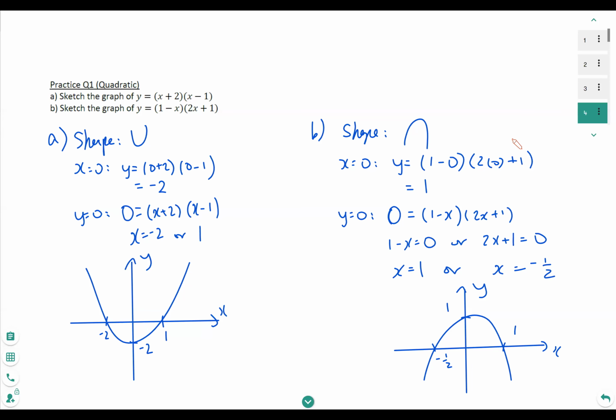Here are the answers for question A and B. The shape, when x equals 0, the y equals 0. So I've shown you both. The shape for B is an N shape because if you try to expand it, you'll get a negative x squared term. All right, so let's move on. Hopefully you don't have any issue. If you have any issue, go back to chapter 2.6 maybe, or 2.5, or 2.4. I can't remember. But anyway, so that's about sketching quadratic graphs.